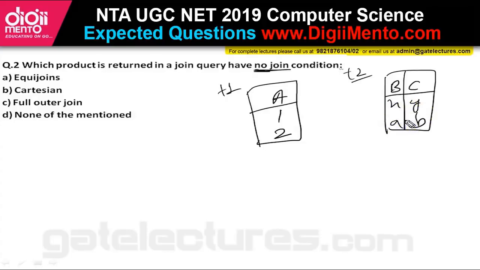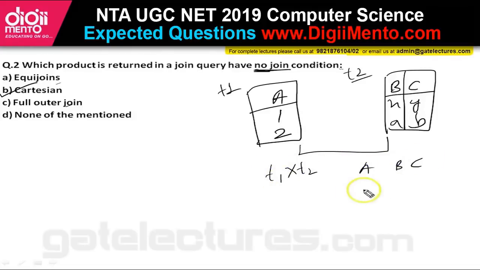Okay, now they are talking about when there is no join condition between these two, then which product is done? It is actually the Cartesian product. So what we do is, when there are no join conditions, we do Cartesian product. Okay, equijoins and outer joins both join on the basis of some condition, so we will apply Cartesian product. So how will the Cartesian product T1 cross T2 look?